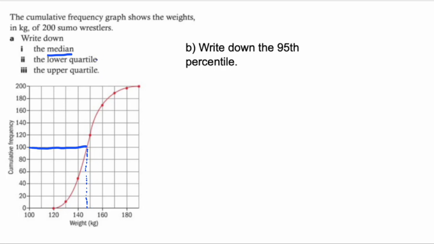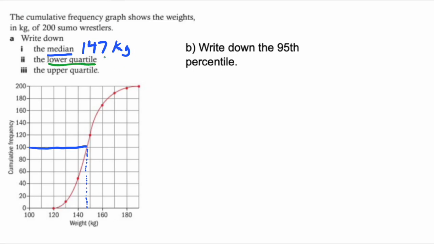So I guess 147 or 148. This is 150 right here. I'm going to guess 147. Or estimate 147. So I would say about 147 kilograms. 50% of sumo wrestlers are greater than that, 50% less.